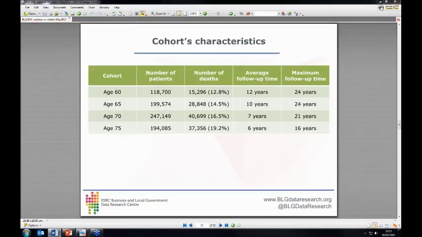The table on the slide provides some information about the age cohorts. The sample size ranged from 120,000 to 250,000 patients. Patients were followed up for a maximum of 24 years. Each age cohort had between 1.1 and 1.9 million person-years of data.